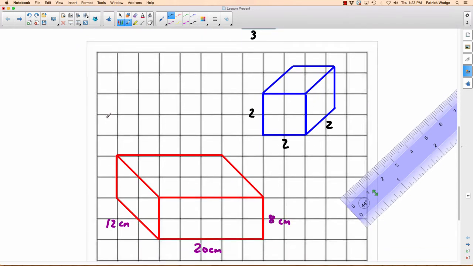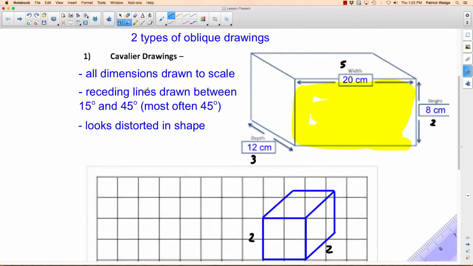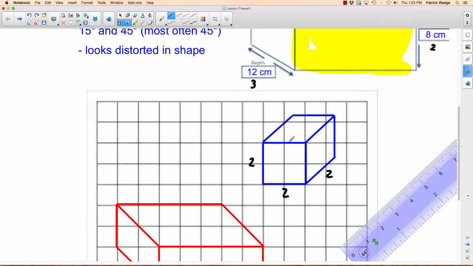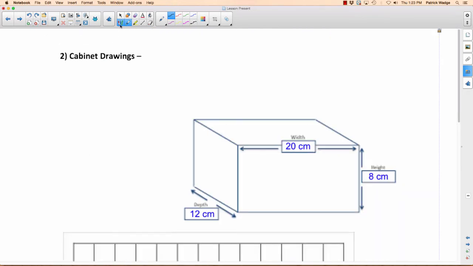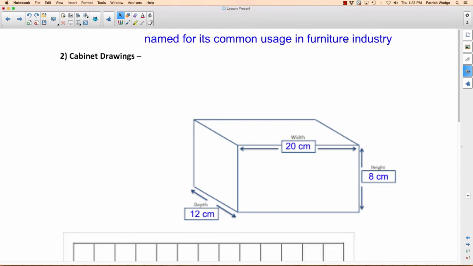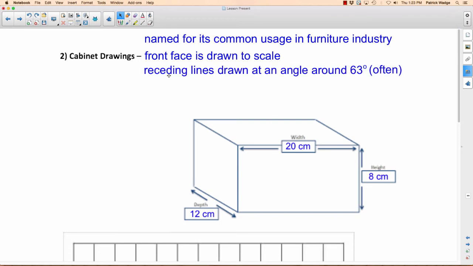So that takes us to the second type of oblique drawing, and that it's an attempt to solve this distortion here. So the second type is called a cabinet drawing. It's called a cabinet drawing because it's commonly used in the furniture industry. When they're doing illustrations of furniture, they often use cabinet drawings. Its front face is drawn to scale, so the front is going to look exactly the same. The receding lines are drawn at usually a greater angle. It can be less than 63 degrees, but it's usually right around 63 degrees. I know it's very random, but it's usually around 63 degrees.